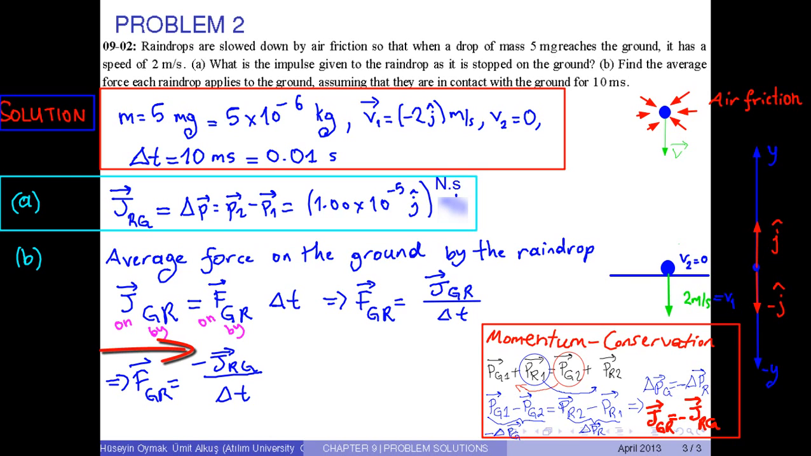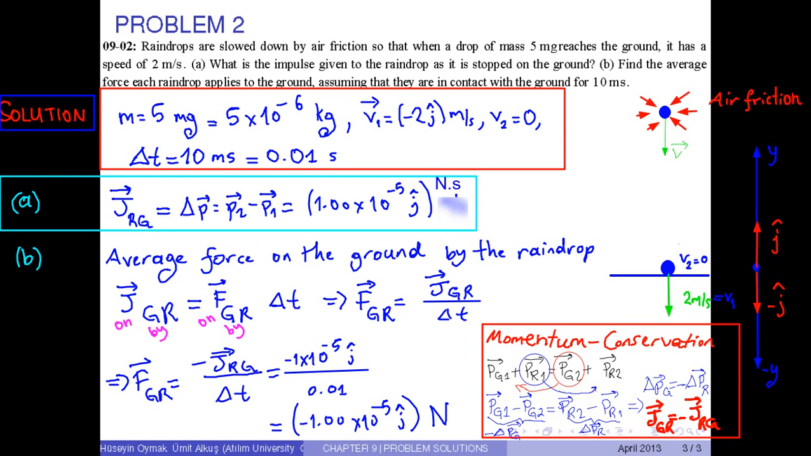Substitute the corresponding numerical values to get minus 1 times 10 to the power minus 5 j hat Newton times seconds over 0.01 seconds. And finally, the average force on the ground by the raindrop is found as minus 1 times 10 to the power minus 3 j hat Newtons.